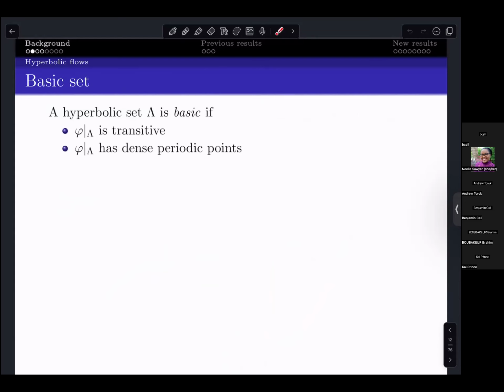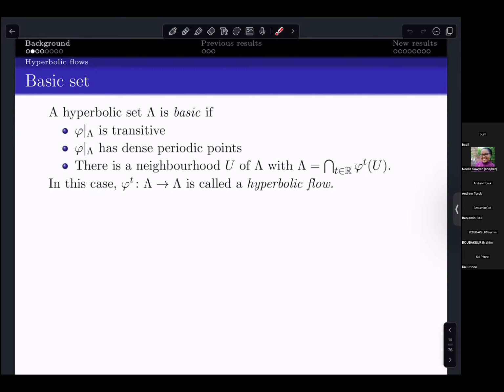The periodic points are also dense. And this other thing, which I think of as the set, kind of behaves like an attractor. So there is an open neighborhood of this set on which it's just the intersection of all the images of that set. Okay, another picture, hopefully.